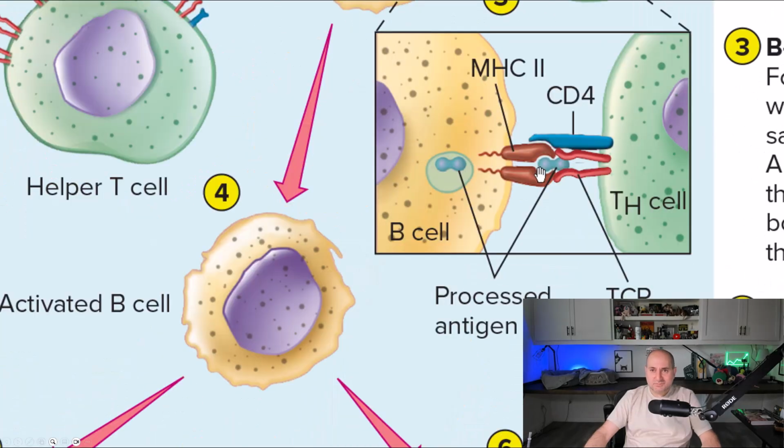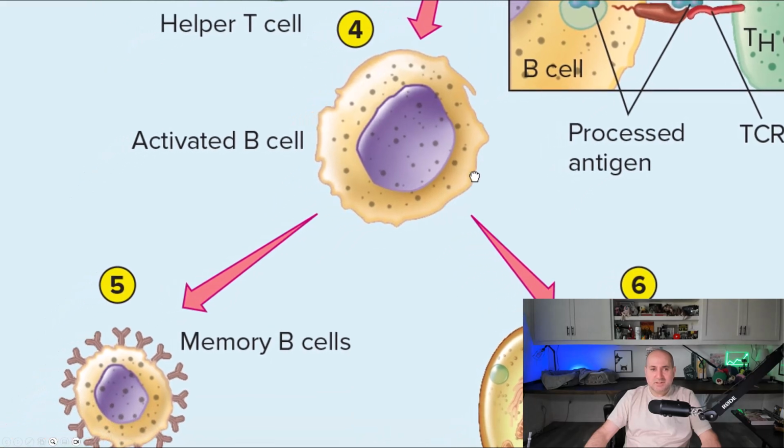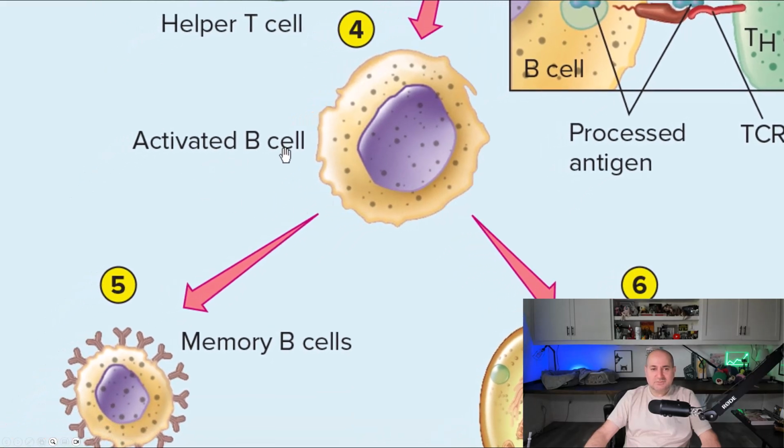And you can see that more closely here. The B cell was presenting that foreign viral antigen on MHC II. The helper T cell recognized it. Remember, helper T cells are CD4 positive cells. Then the B cell becomes what? Remember? The B cell becomes activated, which means it will differentiate and proliferate.